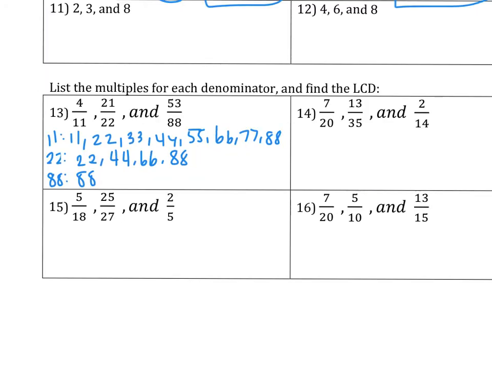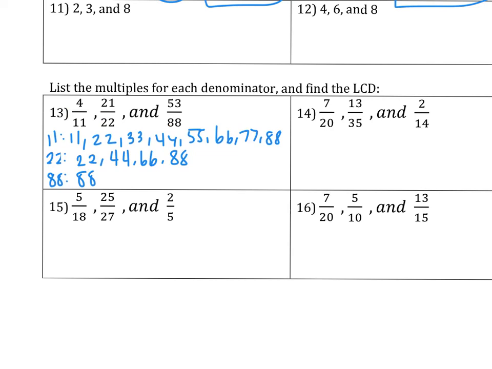Let's do a few more examples using fractions. So we're going to list the multiples for each denominator and find the lowest common denominator. We do that by taking the denominators of each of our fractions, and we're going to find our lowest common multiple. So we take 11, and I just went ahead and wrote out multiples of 11 until I got to 88. And then for 22, I wrote out multiples of 22 and got to 88. 88 times 1 is 88. So that is the lowest common denominator for those fractions.